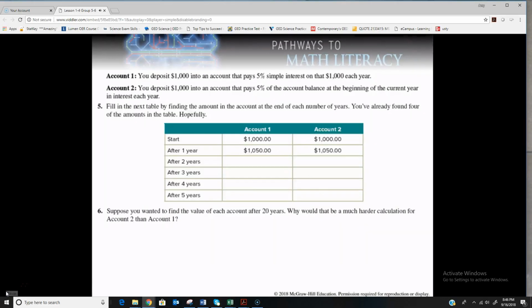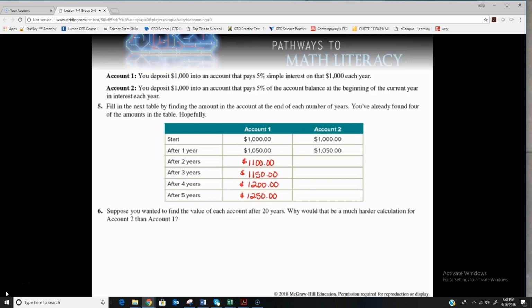Here we're taking another look at these two accounts, the one that pays simple interest and the one that pays compound interest. And we're going to fill in more years for each of those. So in number five, for account one, we already figured out that if we're earning 5% on that $1,000, for a simple interest account, we're earning $50 a year. So we started with the $1,000. After 1 year, we have $1,050. After 2 years, we're going to add $50 to that and get $1,100. And then after 3 years, $1,150. And then after 4 years, $1,200. And after 5 years, we'd have $1,250.